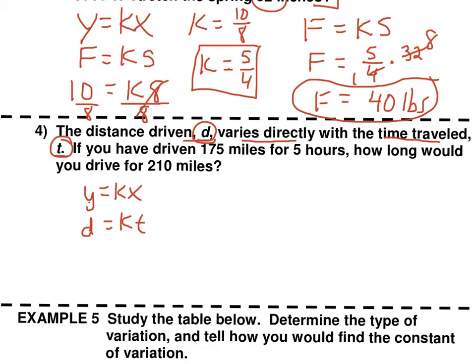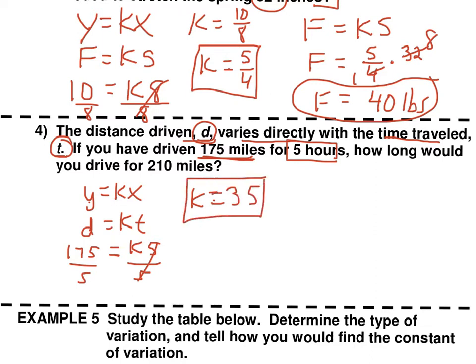Now I'm going to fill in my numbers. So if you've driven 175 miles, that's your distance, 175 for 5 hours. So I put that here. Now I'm going to find my K, so divide by 5. So K is going to be equal to 175 divided by 5. So K is equal to 35.